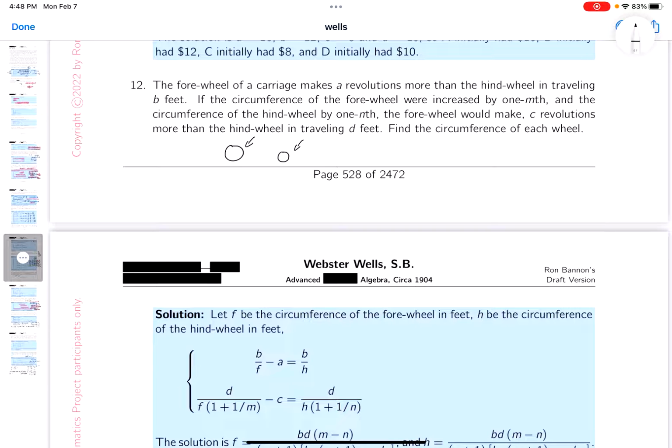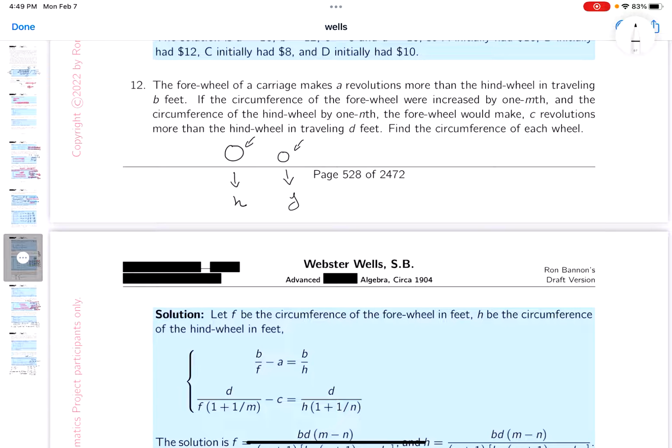And I want to put the wheels, when they go around, they touch the ground. And as they move forward, like one revolution, they go forward by their circumference. So I'm going to start talking about their circumference here. And this is the forewheel, the front wheel. I'm going to say its circumference is F feet. And I'm going to say the hind wheel circumference is H feet. All right?